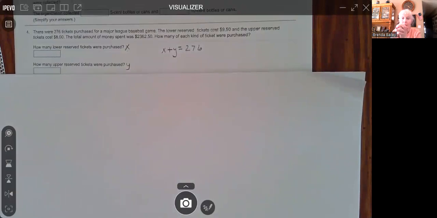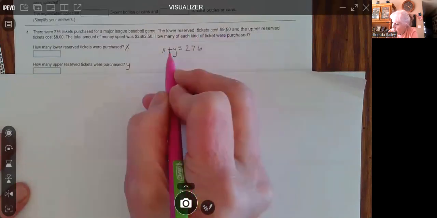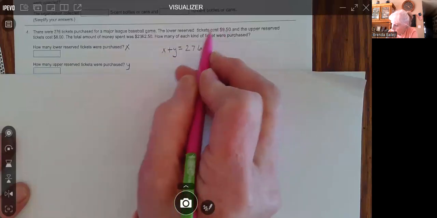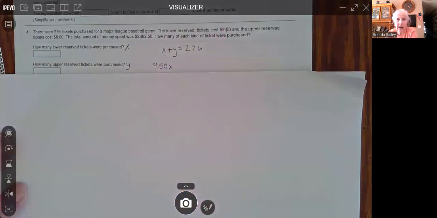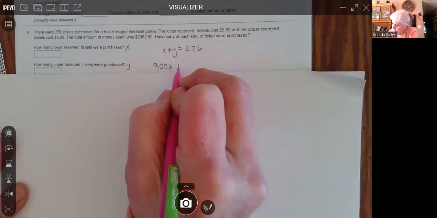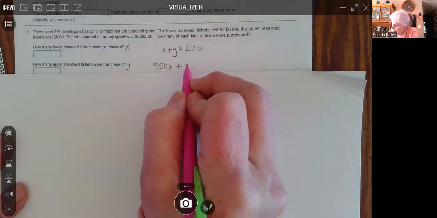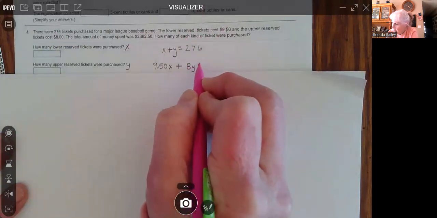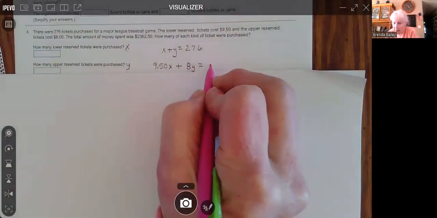And then I have a value equation, which is pretty common in a lot of these. Now the value equation, I have so many of the lower, and each one is 9.50. So to find the total value of the lower, I would take 9.50 times the number of tickets that I have, plus the upper reserve tickets were $8 a piece. So $8 times Y. Notice I'm in dollars. The 9.50 is dollars, the 8 is in dollars, and the total amount is in dollars.